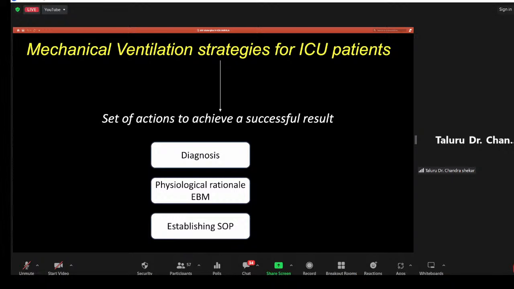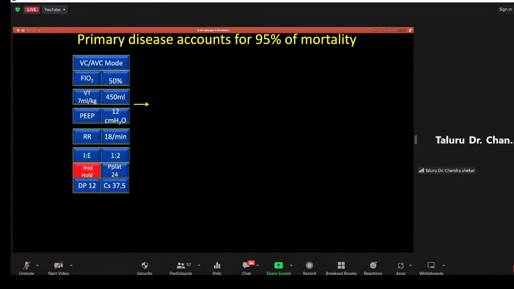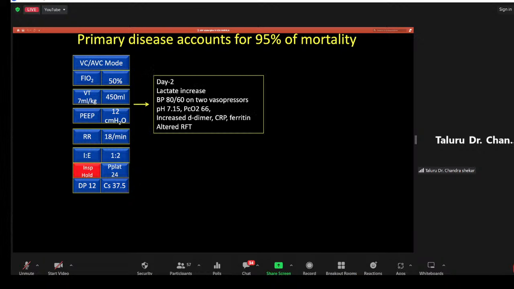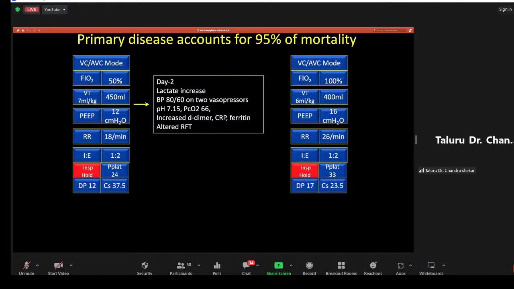Of the whole three, I would give 90% importance to diagnosis. Because look here, we have a patient who is a sick septic patient. We have instituted a lung protective ventilation on day one, and the day two lactate increases, the patient deteriorates. If it is a COVID patient, there is increased D-dimer, CRP and ferritin, altered RFTs, and the lung has gone bad and patient condition has deteriorated and patient dies.